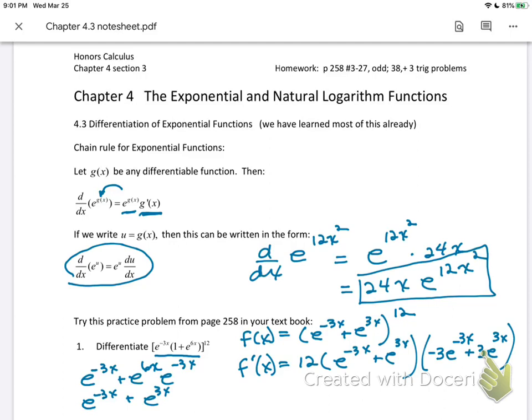Okay, so can we make this look prettier? And of course we can. Let's take the 3's up in the front. So that's going to be 36. Let's move this up as well. So I have negative e to the negative 3x plus e to the 3x, and then times e to the negative 3x plus e to the 3x. Okay? I'm so sorry, this is raised to the 11th power. This is raised to the 11th power. Okay? And that's the best form for your answer.